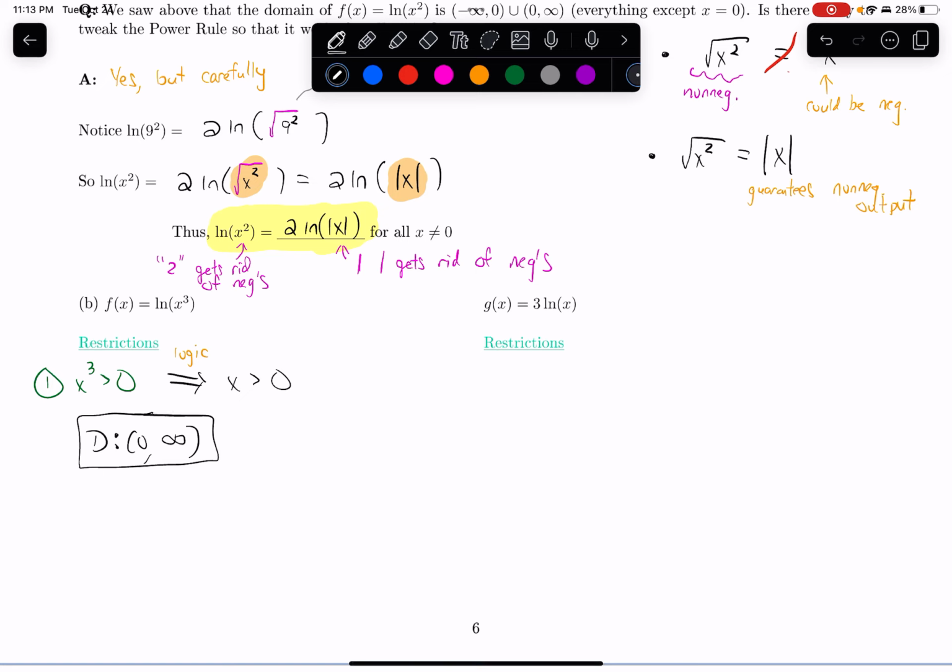And I think that makes sense because if I look at this function, this power is an odd power. So it's not going to wipe away any negatives. If I plug in a negative into this, it's going to stay negative because of the odd power. And that's bad. That's not allowed in the log.